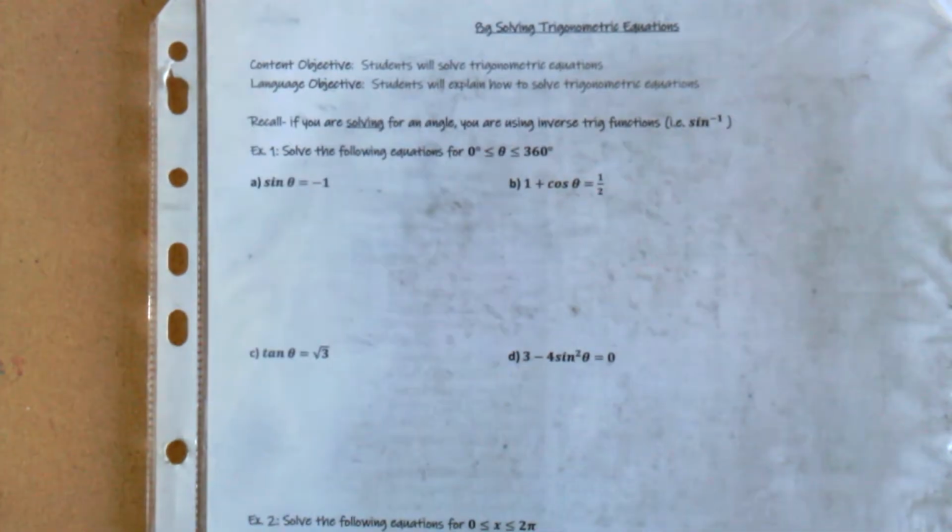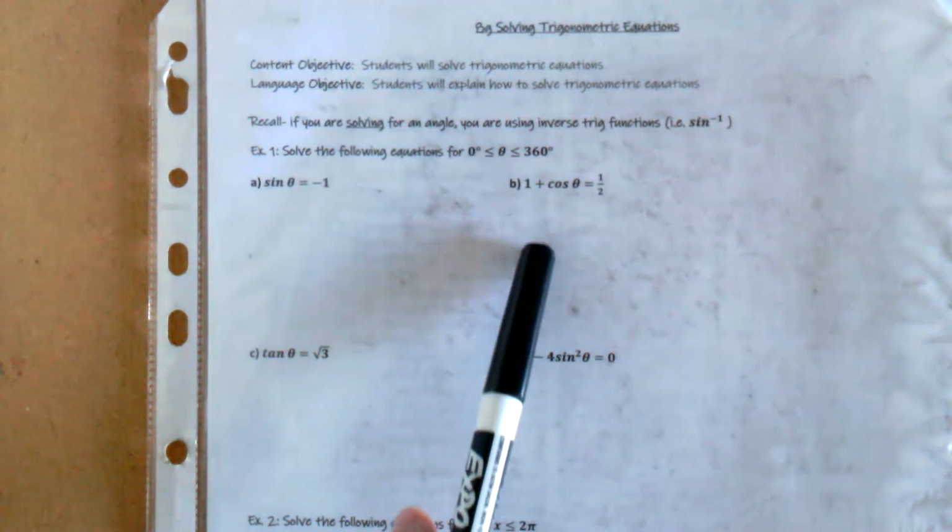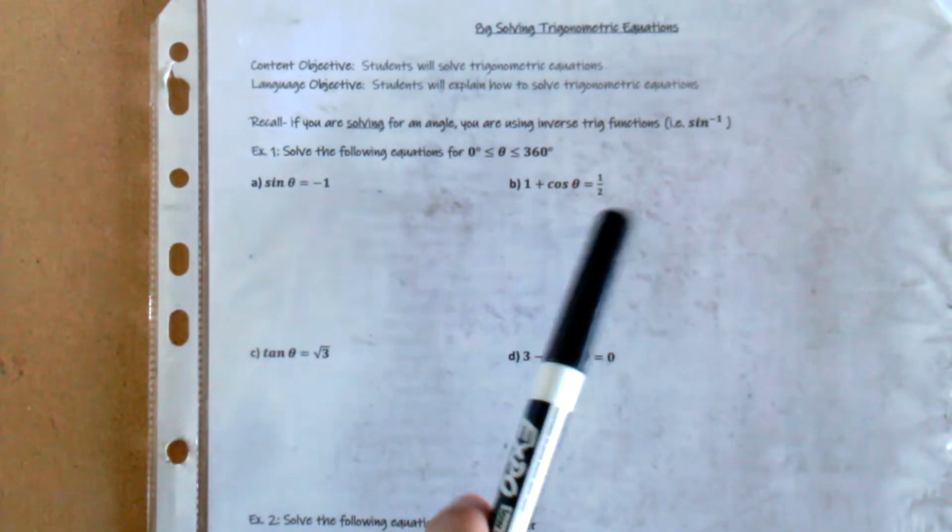Hi everyone. Today we're going to look at page 47, letter B. 1 plus cosine equals 1/2.